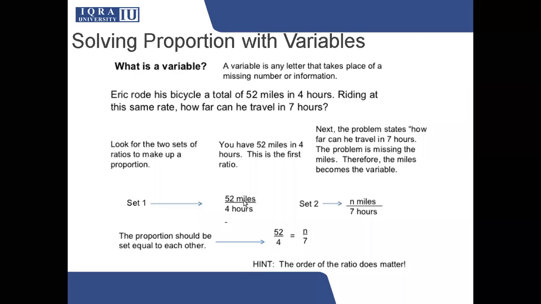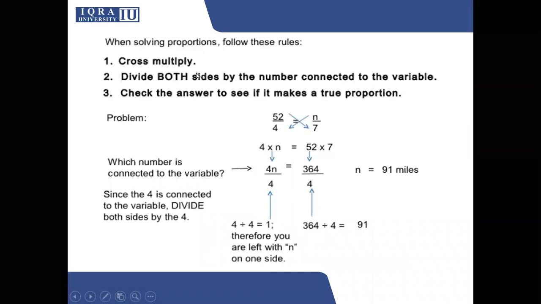Now we have to solve this. How do you solve this? We're assuming that this is a true proportion, so we'll have to cross multiply. 52 multiplied by 7 is equal to 4 multiplied by n. This is done in the next slide. Cross multiply, divide both sides by the number connected to the variable, check the answer to see if it makes a true proportion. So when you cross multiply, what you get is 4 times n, which is 4n, and 52 times 7, which is 364.